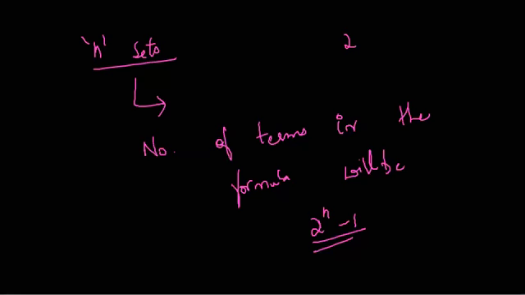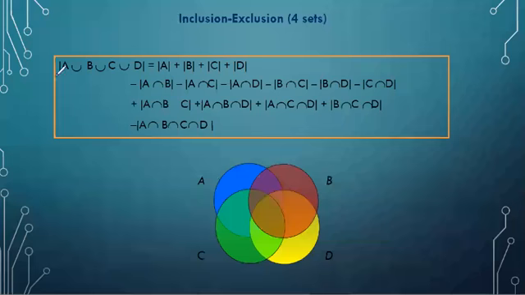Now let's see the result a bit more clearly, the union of 4 sets. So this is the formula for the union of 4 sets: A plus B plus C plus D, minus the intersections of 2-set combinations. We have 6 such combinations, and then plus A intersection B intersection C, plus A intersection B intersection D, plus A intersection C intersection D, plus B intersection C intersection D, minus A intersection B intersection C intersection D. And this is the Venn diagram.